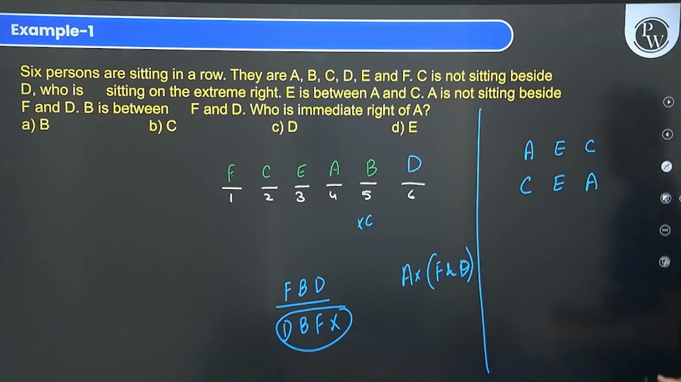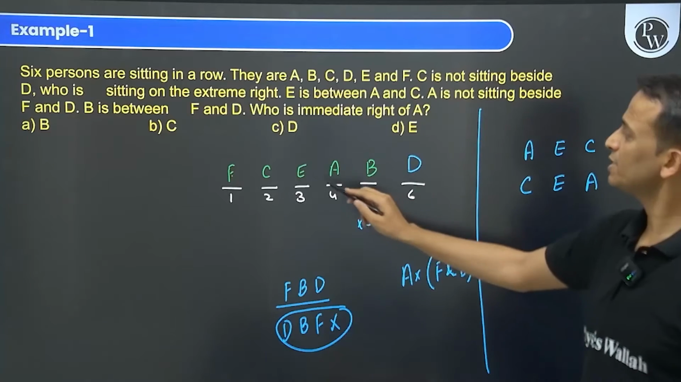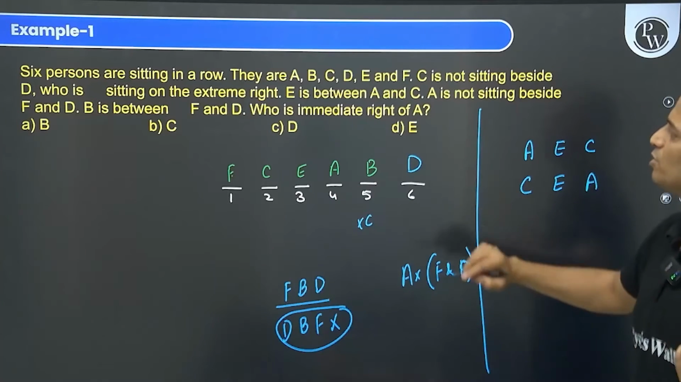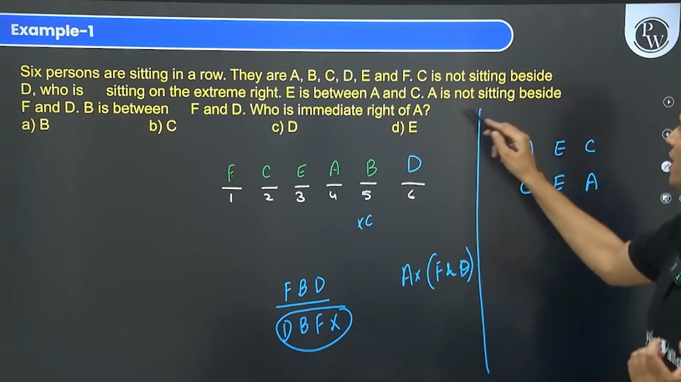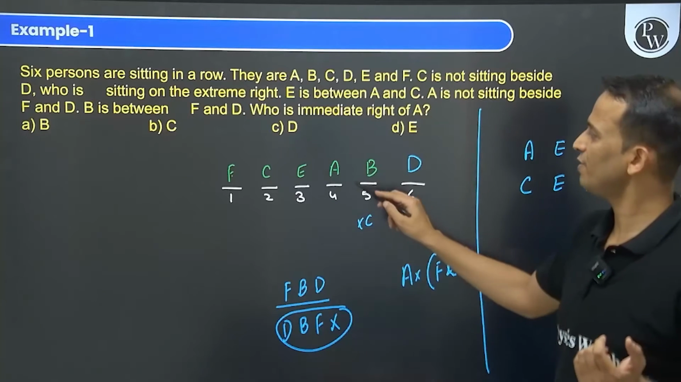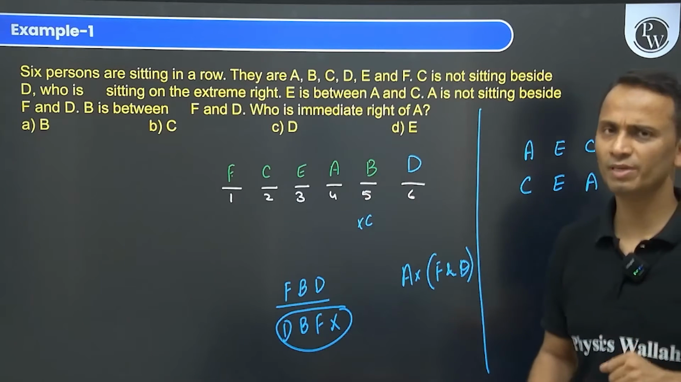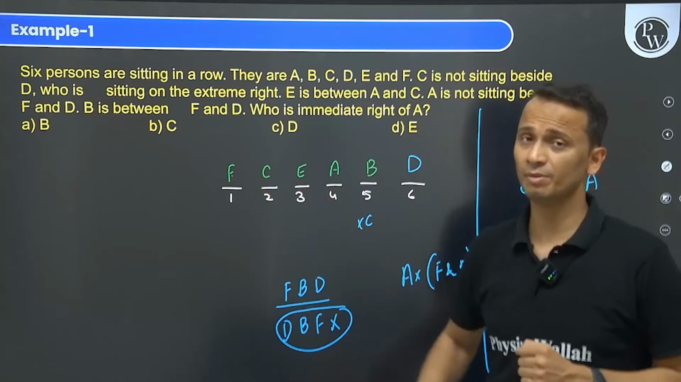कैन आई राइट इट लाइक दिस? C E A. सो C is not sitting beside D. Perfect. D, fine. E is between A and C. Okay. A is not sitting beside F and D. A F और D के साथ नहीं बैठा. B is sitting between F and D. तो ये एक पॉसिबिलिटी हो सकती है अगर मैं F को यहां पे बिठाता हूं.